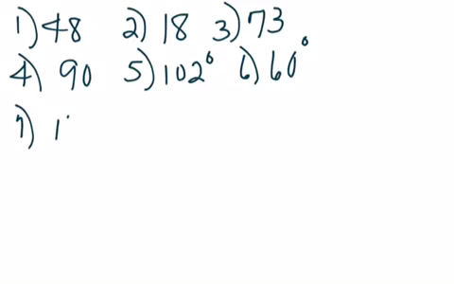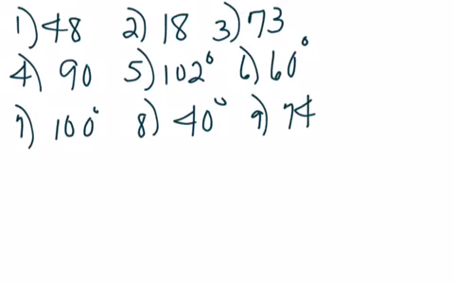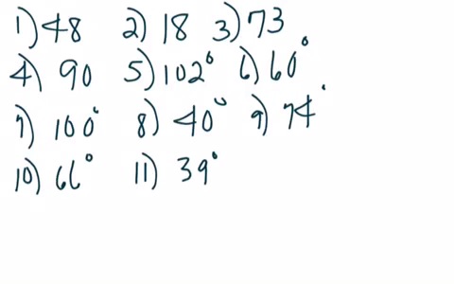Number 7 is 100 degrees. Number 8 is 40 degrees. Number 9 is 74 degrees. Number 10 is 66 degrees. Number 11 is 39 degrees. Number 12 is 104 degrees. Number 13 is 39 degrees.